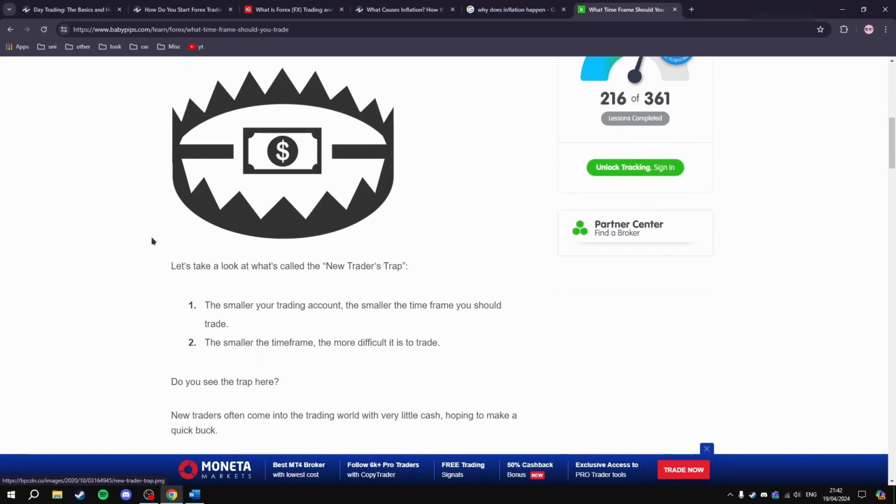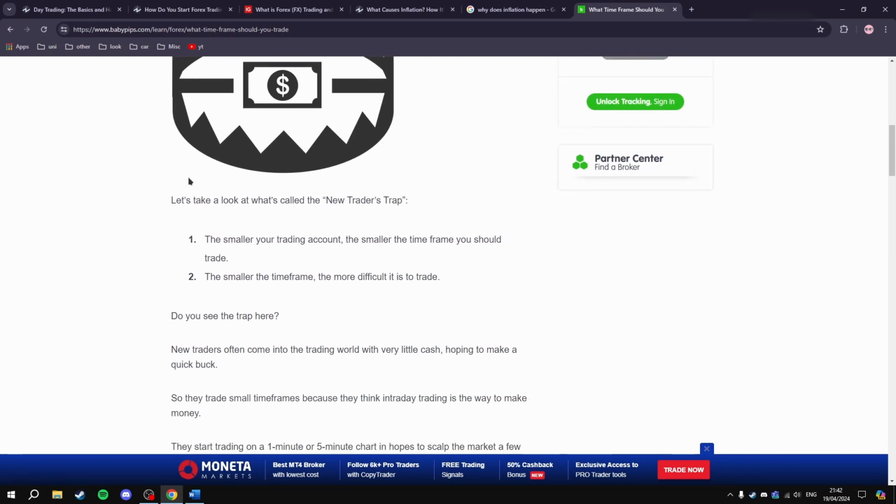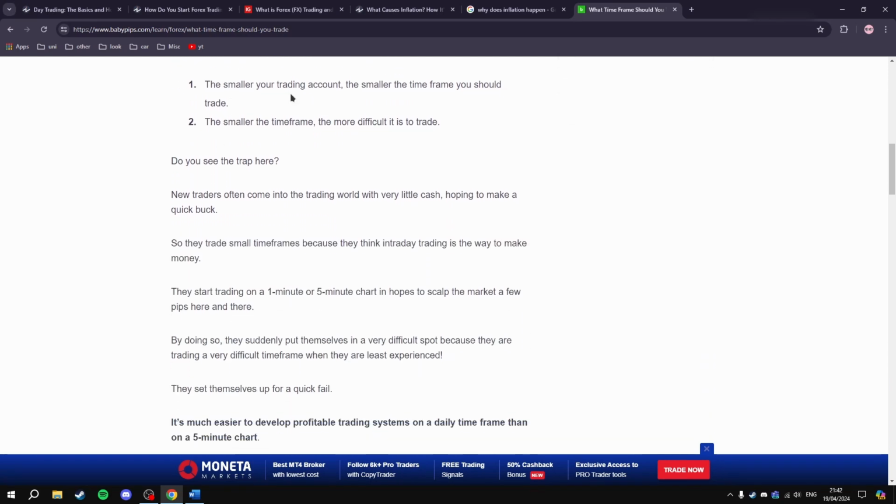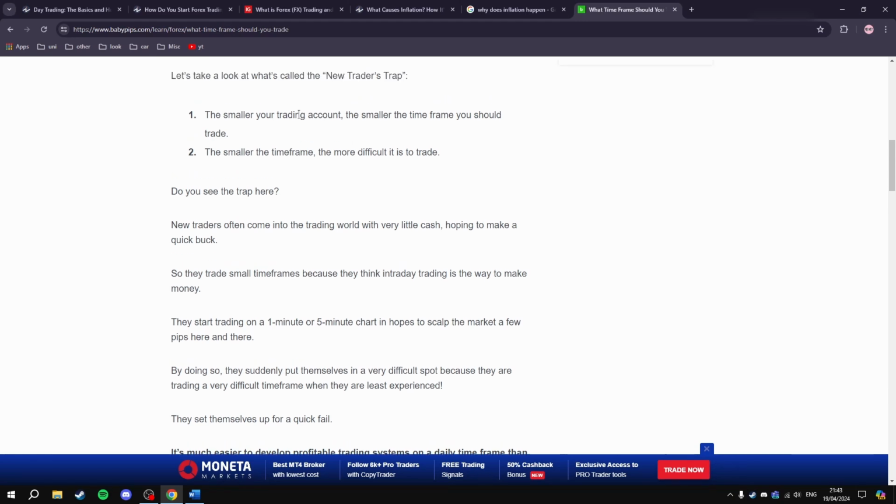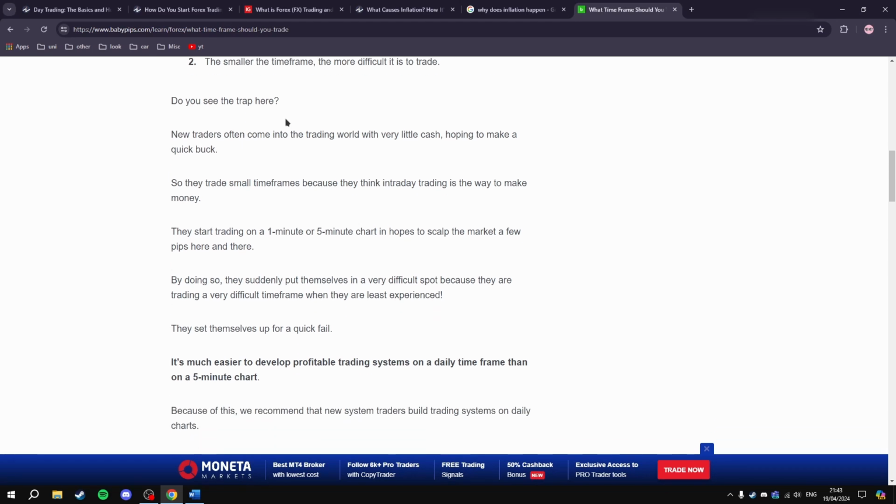The new trader's trap. Let's take a look at what's called the new trader's trap. The smaller your trading account, the smaller the time frame you should trade. The smaller the time frame, the more difficult it is to trade. Do you see the trap here?